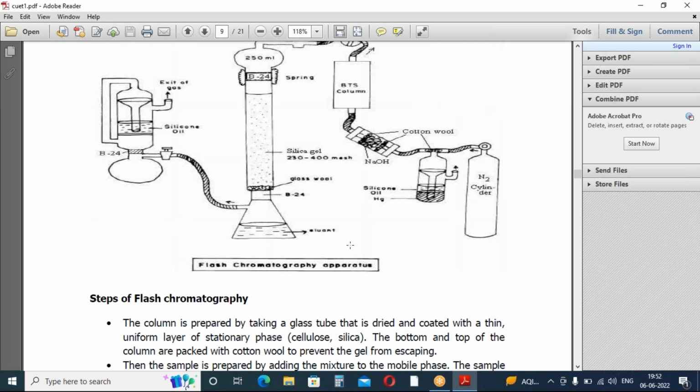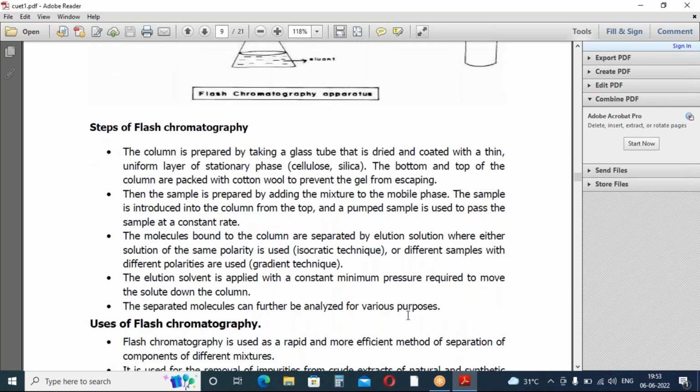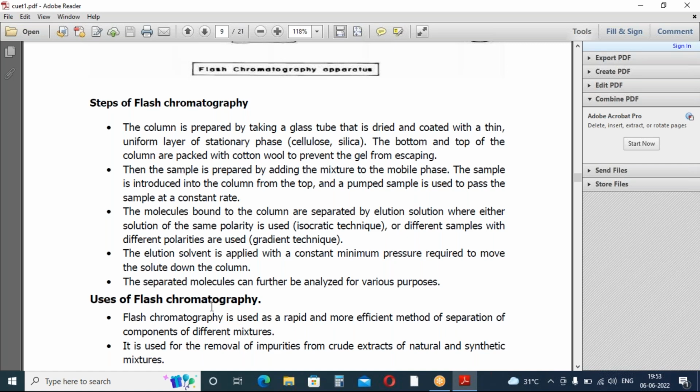Next, what are the steps? First we prepare the stationary phase, and the mobile phase is added to the mixture, but here the mobile phase is introduced into the column by passing pressurized gas. Next, what is the elution procedure? Here also the elution is based on polarity, using the isocratic technique and the gradient technique, and in that way we can analyze the molecules present in the mixture.